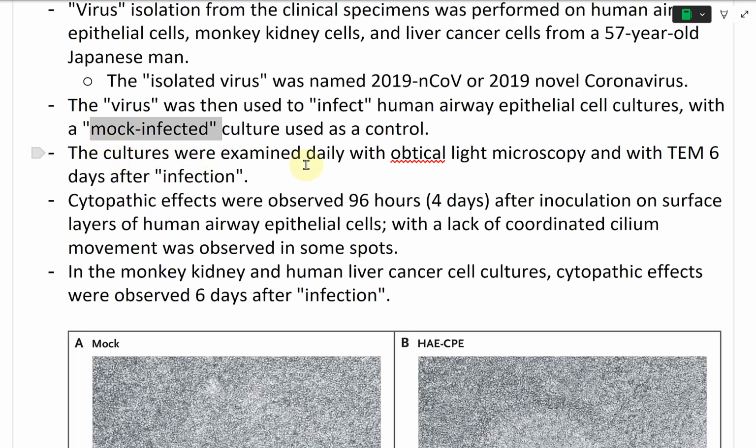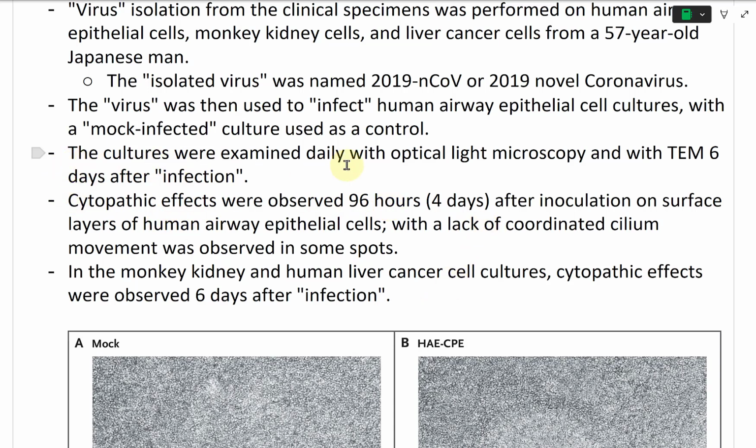The cultures were examined daily with optical light microscopy, and with TEM, or transmission electron microscopy, 6 days after "infection." And cytopathic effects were observed 96 hours, or 4 days after inoculation.